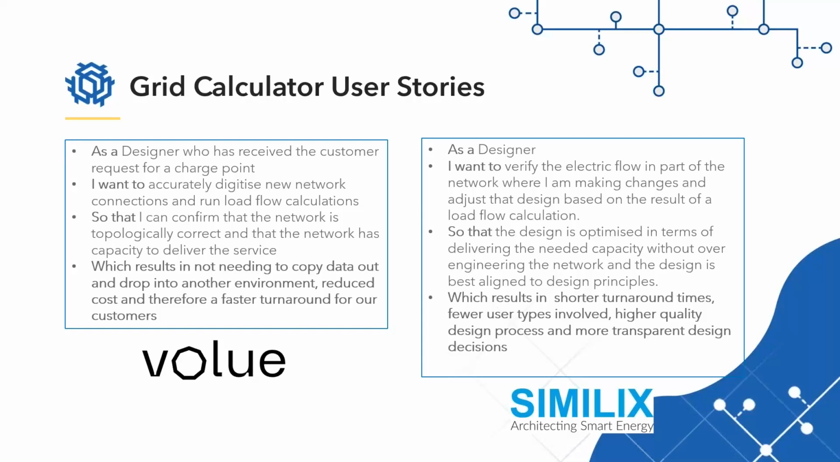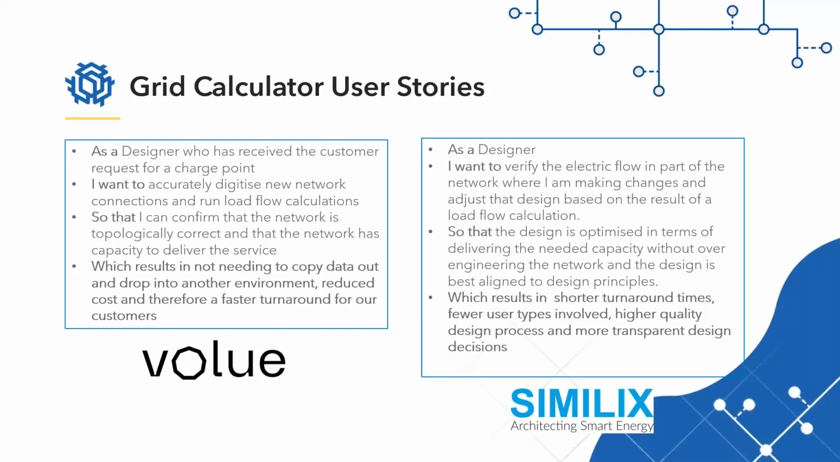So rather than make those changes, export that information into another system, the designers want to be able to confirm that the network is topologically correct, that it has the capacity to deliver the service changes, that it's optimized in terms of the needed capacity, and that the design is aligned to design principles. So for both of these user stories, we've got quite powerful results, right? The designer can stay in one accessible, web-based, user-friendly platform where they're already undertaking tasks related to the network to get the calculation that they need. And from there, they can easily tweak the design and rerun the calculations.